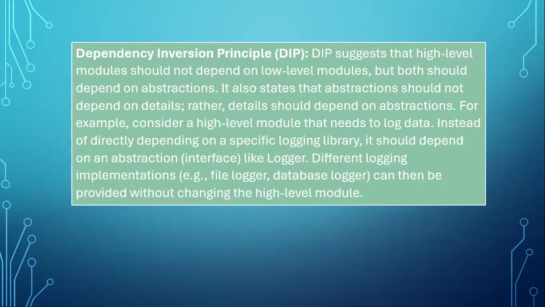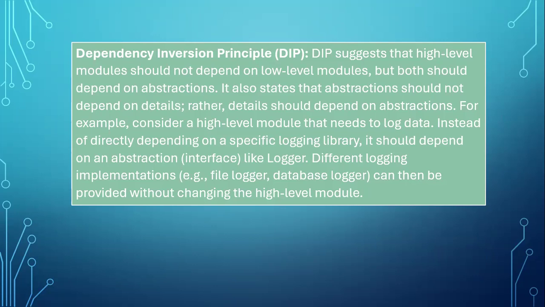And the dependency inversion principle. Dependency inversion suggests that high-level modules should not depend on low-level modules, but both should depend on abstractions. It also states that abstraction should not depend on details. Rather, details should depend on the abstraction. For example, considering a high-level module that needs to log data, instead of directly depending on a specific logging library, it should depend on an abstraction interface like Logger. And the Logger interface has so many implementations: database logging, file logging, and coming to implementations, we have SLF4J logging implementation, Logstash implementation. There are so many implementations for the logger API.